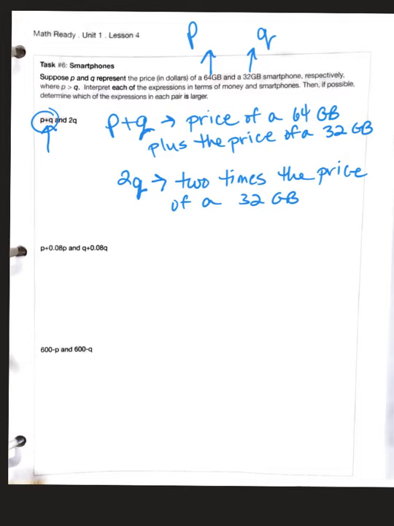Okay, it says let X and Y denote the number of male and female students respectively in a university where X is less than Y. Okay, X is the male, because it said respectively, so that means in that order, and Y is the female, where male is less than females. Okay, if possible, determine which of the expressions in each pair is larger. Interpret each of the expressions in terms of populations.